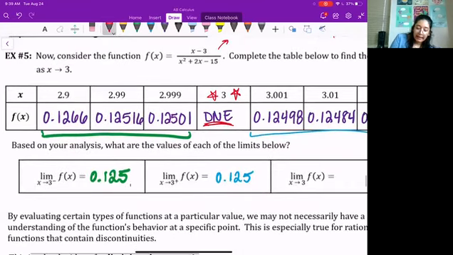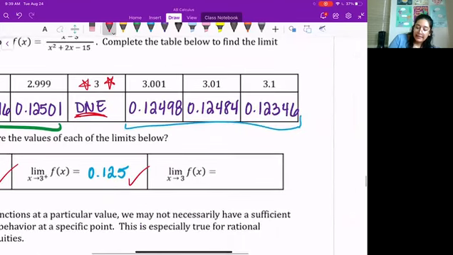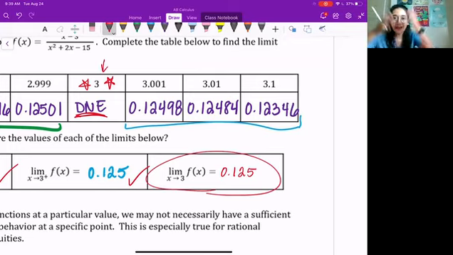So if my left hand and right hand limits agree, then in general I can say that the limit is 0.125. It did not matter that there was a hole there. I don't care what's happening at x equals 3. Limits are all about what's happening near x equals 3, in that neighborhood as I'm approaching x equals 3. Even if there was a filled in dot somewhere else on the graph, again, I don't care what's going on at x equals 3. I care about what's happening near and around it.